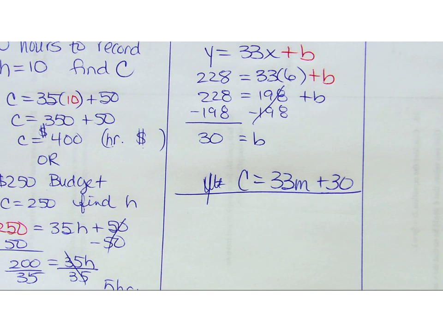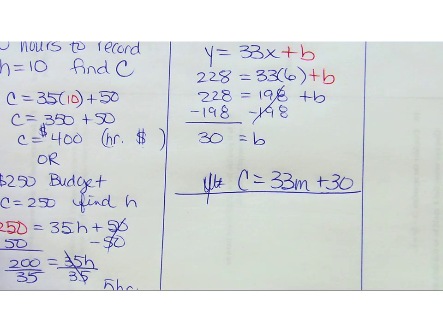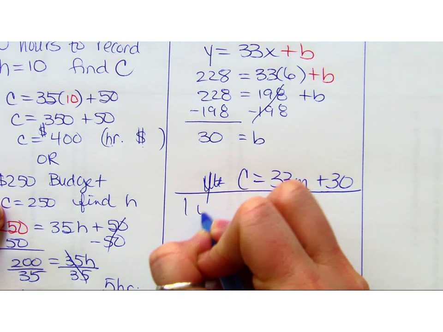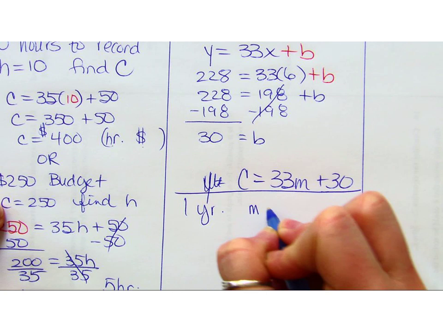How much am I going to spend? So basically, if I said I want to go for 1 year, be careful. What do I have to do? I put 12 in for M, right? So if I want to go for 1 year, that's going to be my M equals 12.